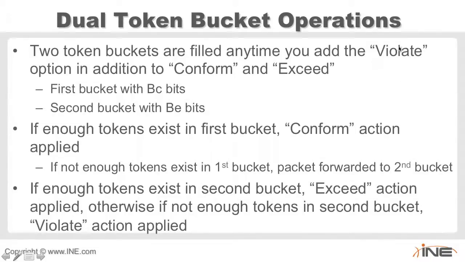If enough tokens exist in the first bucket, the conform action is applied. If not enough tokens, the packet is forwarded to the second bucket with the exceed. If enough tokens exist in that second bucket, whatever the exceed action was would be applied. Otherwise, if there are not enough tokens in the second bucket, then the violate action is applied. You could mark it down in DSCP. You could do whatever you want.